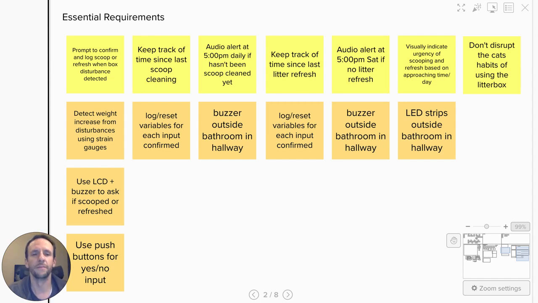And then the most important requirement here is that we can't do anything that would disrupt the cat's current good habits of using the litter box. We don't want to spook them or make it weird for them to be using the litter box and have something around that makes them not want to do that. That would be bad.